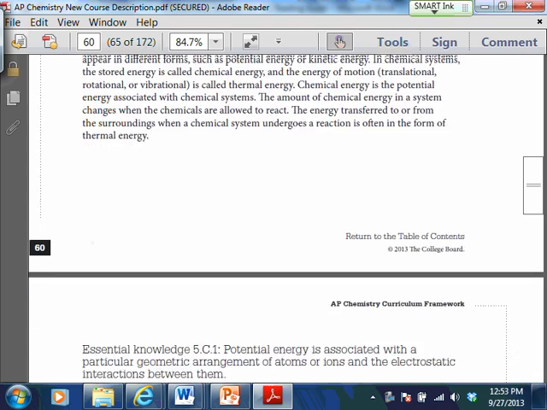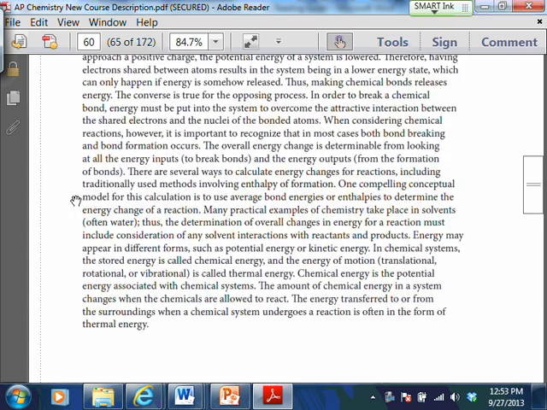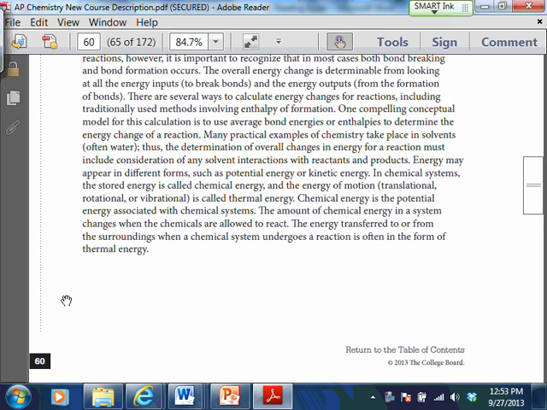I think that's kind of the main thing that I really wanted you to see on that. Now, where does it even talk about chemical and thermal energy? Okay, here we go, at the bottom. In chemical systems, the stored energy is called chemical energy, and the energy of motion is called thermal energy, okay? So when we're talking about chemistry, you can roughly translate chemical energy into potential energy, okay? And then when we talk about the energy of motion, kinetic energy, we're going to call that thermal energy, okay? So when we talk about heat, we're talking about kinetic energy. When we're talking about chemical energy, then we're talking about potential energy. So I just want you to understand those two distinctions, okay?